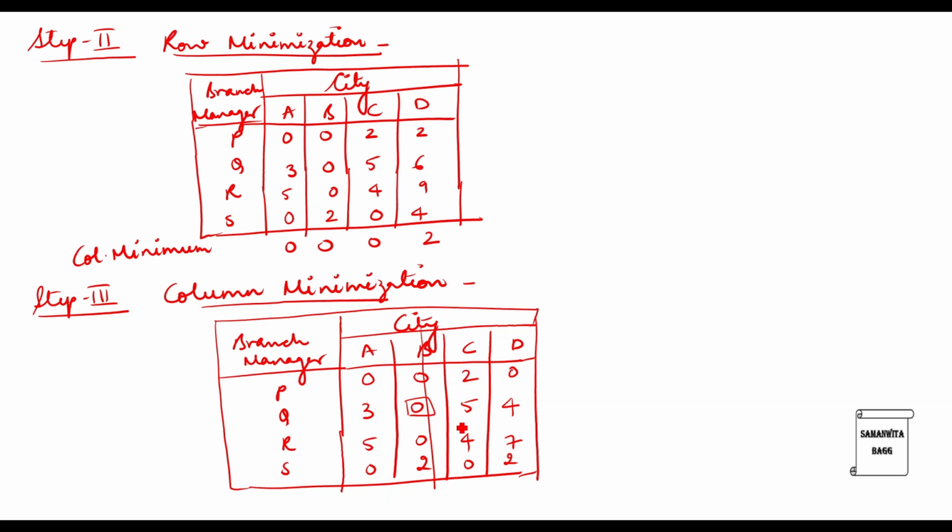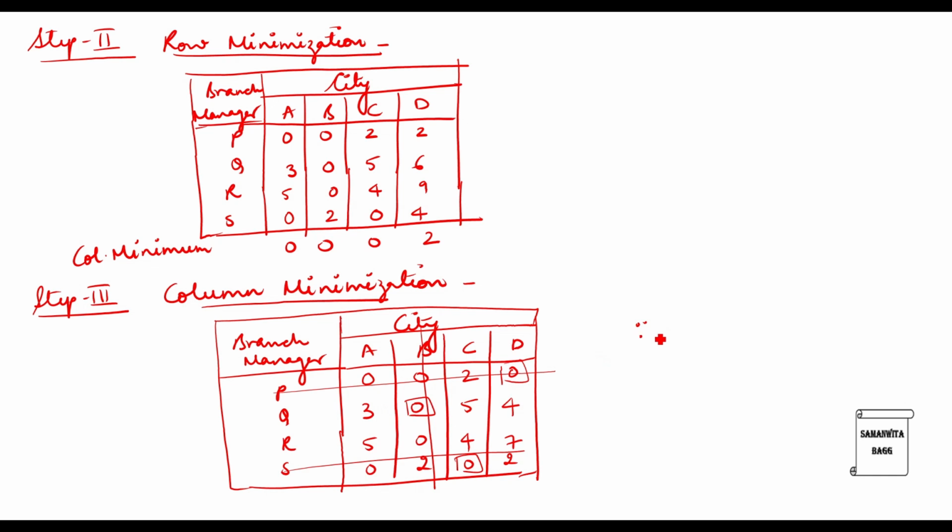Go to the third column, it has 1 0, allocate, cancel out the corresponding row. In the fourth one, again you can allocate, cancel out the corresponding row. Now you have allocated all the zeros that was possible. So you got 3 allocations and there are 4 rows.